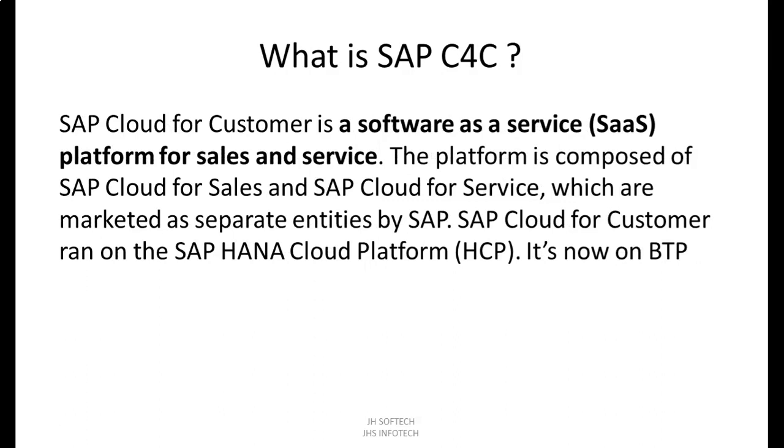What is SAP C4C? SAP Cloud for Customer is a software as a service platform for sales and services. The platform is composed of SAP Cloud for Sales and SAP Cloud for Service, which are marketed as separate entities by SAP. So SAP Cloud for Customer ran on SAP HANA Cloud Platform and it's now on BTP. Please remember that HCP, the HANA Cloud Platform, has been discontinued and right now we have BTP.